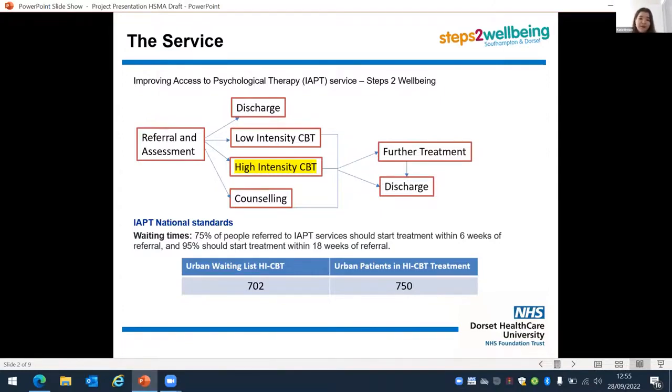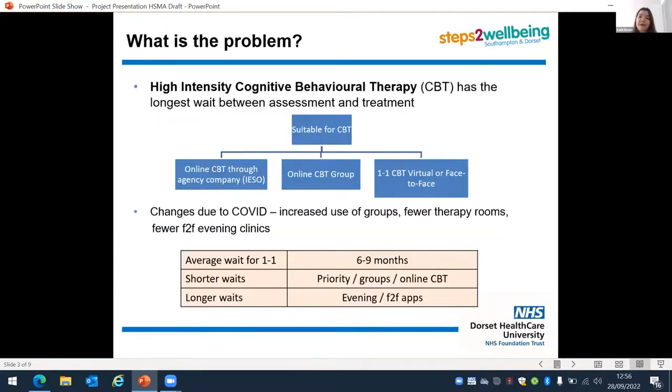We do have national targets for our waiting times and people being seen within a certain amount of time. And at the moment, our urban waiting list is continuing to grow. Over the last couple of years, it's gone from about 500 to now being 700. And the patients currently in treatment is about 750. I've highlighted high intensity CBT because that's the part of the pathway that we are going to be focusing on. And that's because currently that does have the longest wait between assessment and treatment.